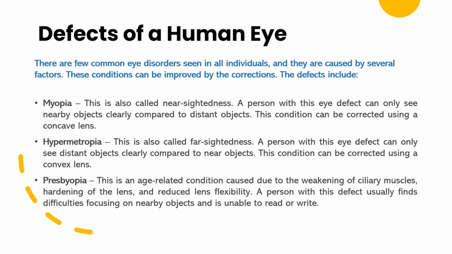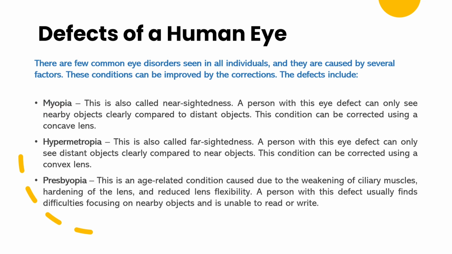There are a few eye defects that are caused by several factors. These conditions can be improved by some corrections. So we are going to see first the eye defects in detail. The first defect is myopia.